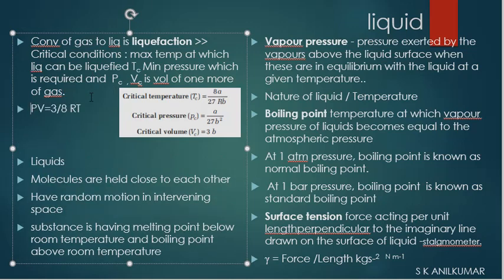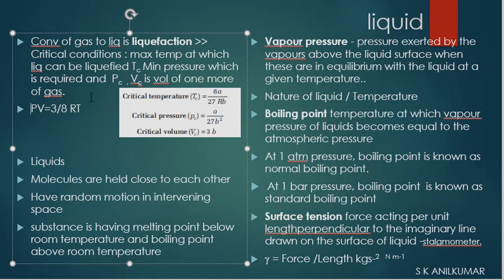Now, what is the critical temperature Tc, the maximum temperature? That is 8a/27Rb, where R is the universal gas constant. What is the critical pressure, the minimum pressure required for liquefaction? Pc is a/27b². And what is the critical volume, the volume of one mole of gas? That is 3b. These are the relationships between critical temperature, critical pressure and critical volume. And PV equals 3/8 RT, where R is the universal gas constant.